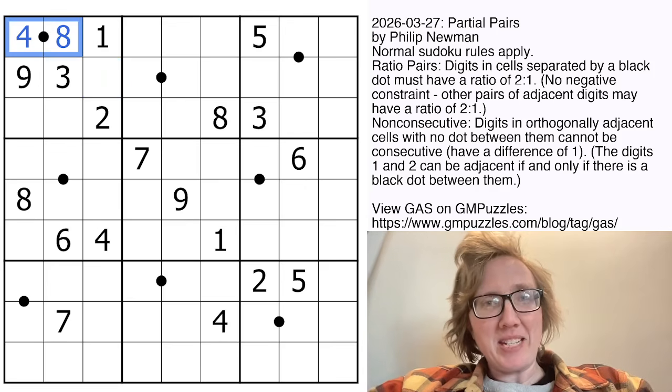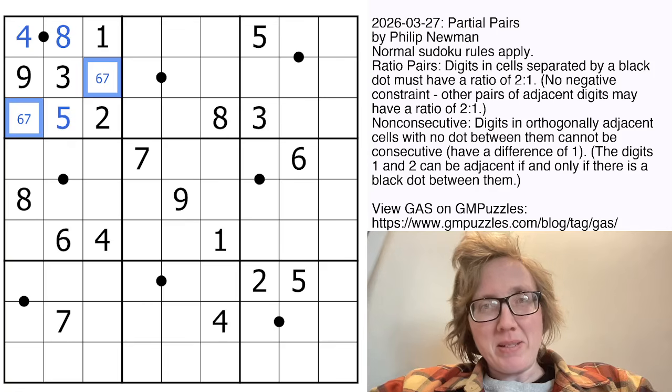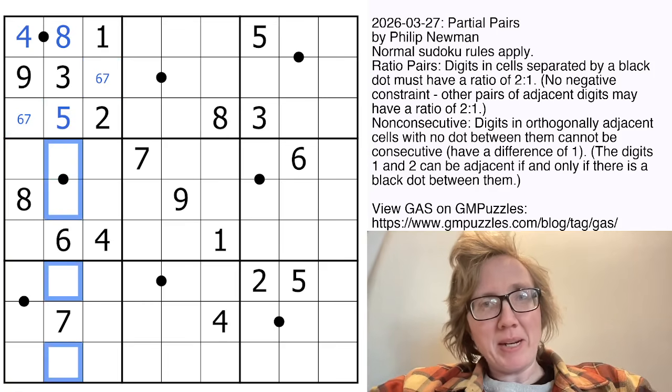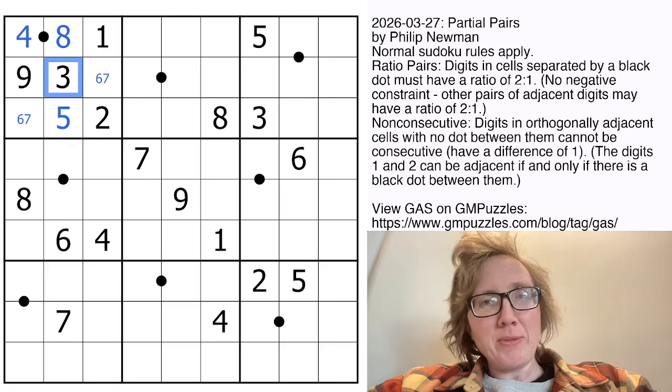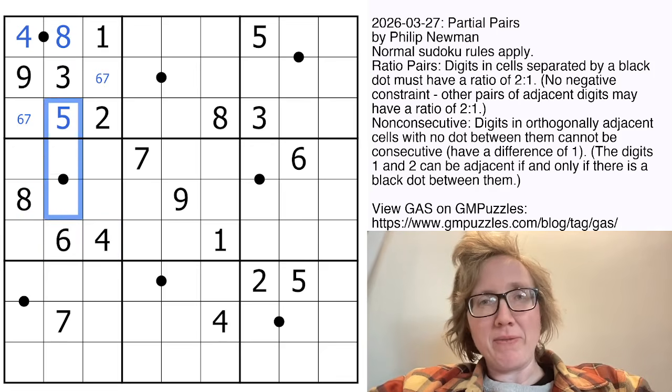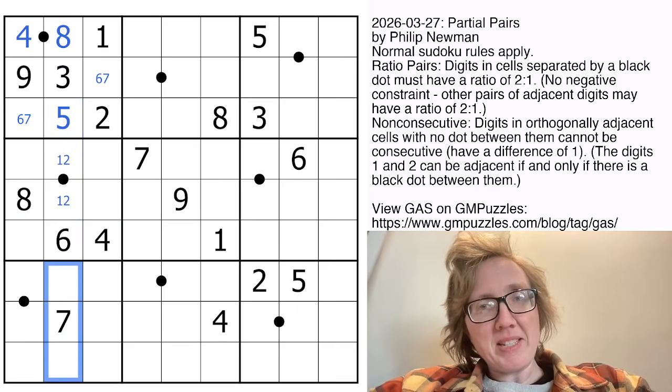So we place the 4 and 8 here. We need 5, 6, and 7 in this region still, which makes this a naked 5. And then these guys are going to be 6 and 7. If we look at this column, we need a pair of digits that are at a 1 to 2 ratio, and this can't include 3 or 6, so it can't be 3 and 6. It can't be 4 and 8, and it also can't be 2 and 4. So the only other possibility is 1 and 2. That makes these guys 4 and 9 to finish off the column.